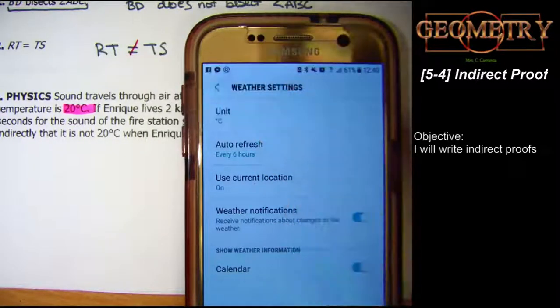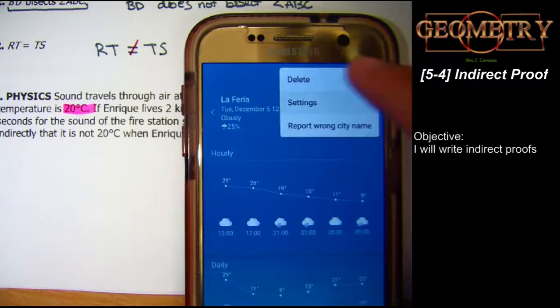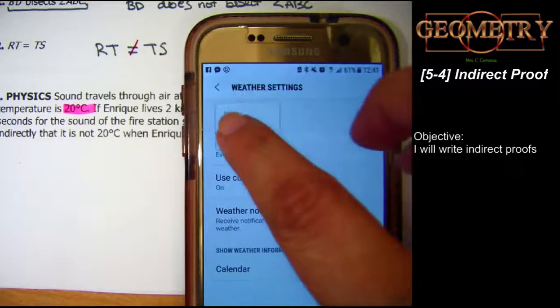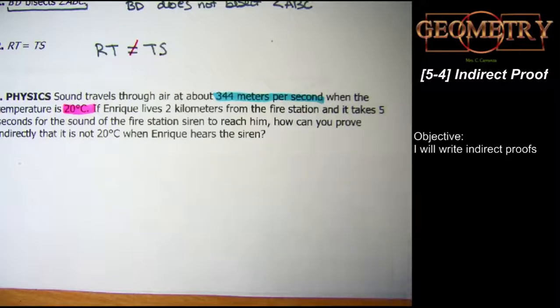Okay, so anyway, I'm going to push the menu and go to settings and then change my units from Fahrenheit to Celsius. And then my weather bug tells me 15 degrees. Okay. Well, I want 20. 28. So somewhere between 50 something in San Antonio at 15 degrees and 80 something at 28 degrees is your 20. So 20 is probably somewhere in the 70s, right where you said it was. Nice guess. All right, so 20 degrees is about 70 Fahrenheit, which is what it was this morning.